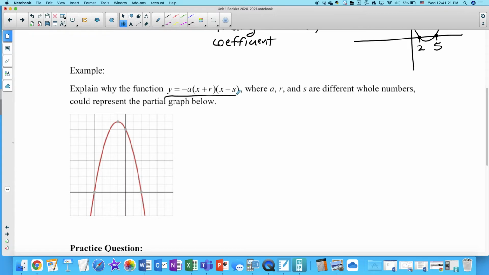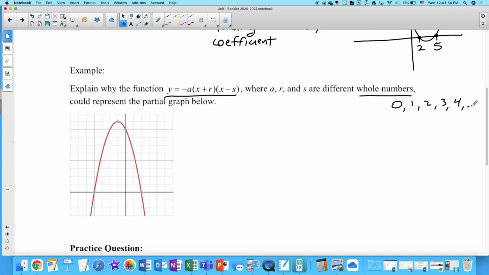You need to create a connection between equation and graph. And what I would do is pick it apart one at a time. This question would probably be worth 3 marks. Okay, so 1 mark for the negative a part, 1 mark for x plus r, and 1 mark for x minus s. Now, this is also important. A, r, and s are different whole numbers. So just remember, whole numbers are not all integers. It's 0, 1, 2, 3, 4, etc. Right? So it doesn't include negative values.